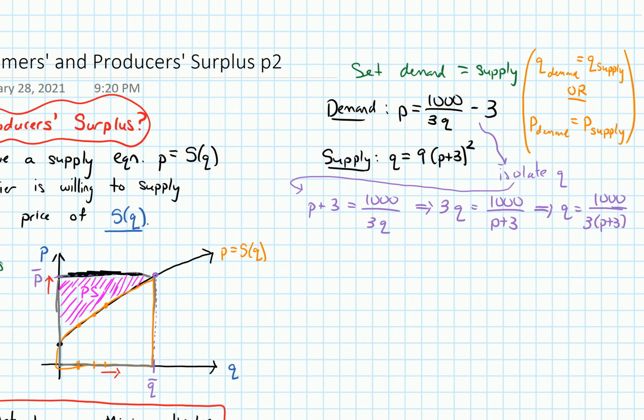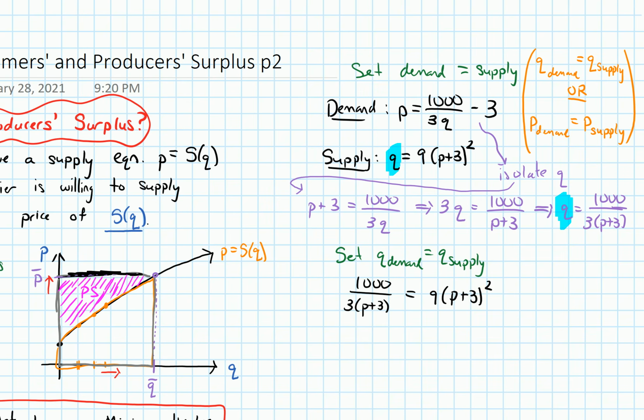Alrighty, so now I have both of these Q's isolated. I have the one from the supply and I have the one from the demand. So we're ready to set them equal. Okay, so we are ready to now set the Q from the demand equal to the Q from the supply. Alright, so the Q from the demand was 1,000 over 3 times P plus 3. And the Q from the supply was 9 times P plus 3 squared.